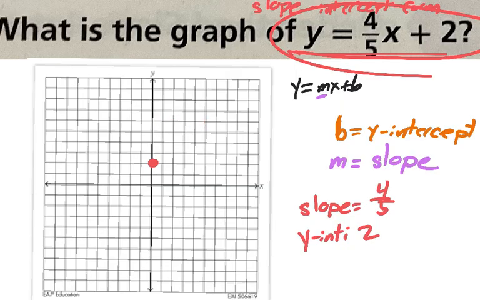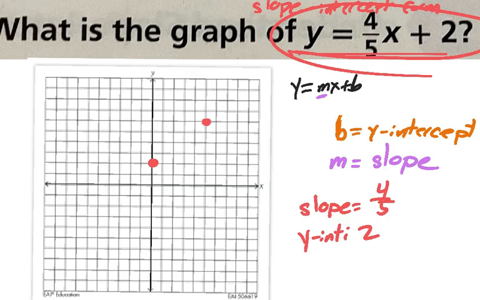1, 2, 3, 4. 1, 2, 3, 4. One other thing I want to mention here, both of these numbers are positive, right? Positive 4 and positive 5. That means a rise of positive 4 means I'm going up 4. If it was a negative, I would go down. The run is also positive, meaning I'm going to the right. So I'm going up and to the right.